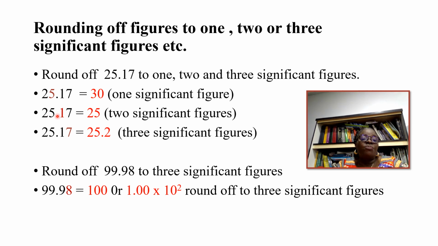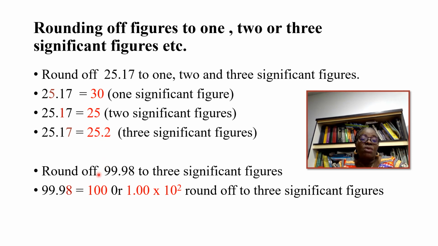Round off 25.17 to 2 significant figures. 2 significant figures is just this 25. 1 is too small, so we discard it. So the correct answer will be 25. Round off 25.17 to 3 significant figures. 3 significant figures should end at the position of 1. But we know that 7 is bigger than 5, so we round it up. So our correct answer to 3 significant figures will be 25.2.